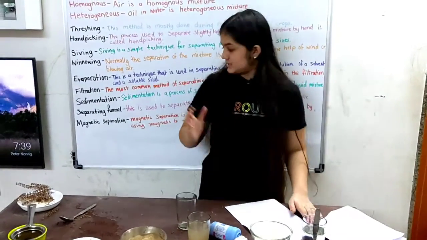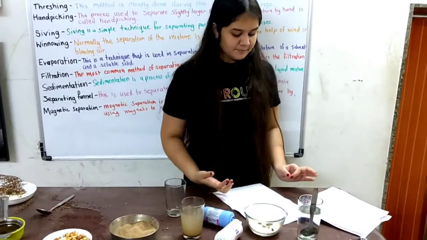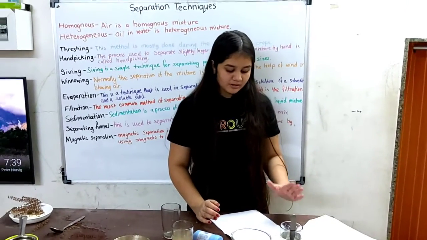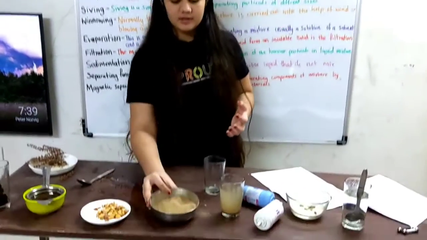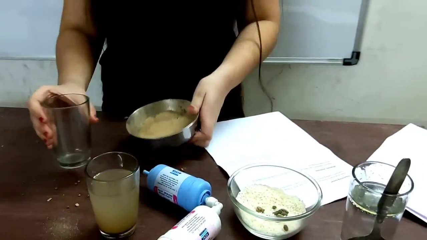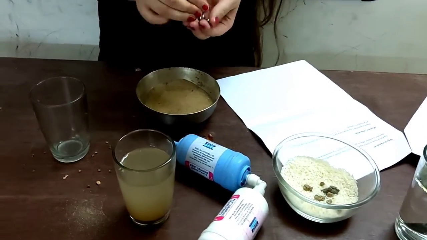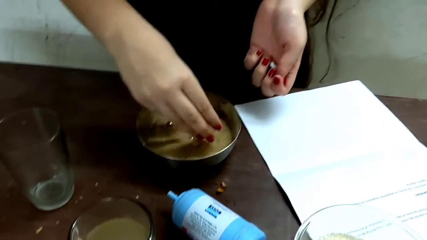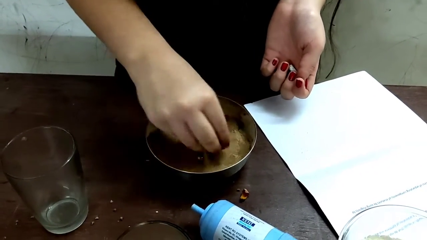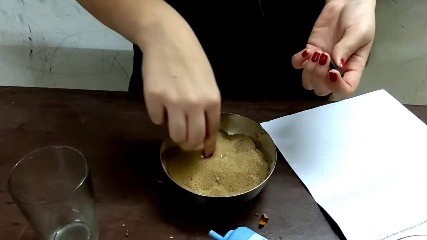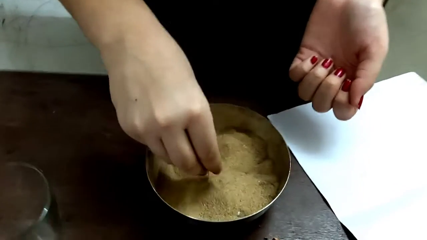Okay. Now the last separation technique is magnetic separation. Magnetic separation is a process of separating components of a mixture by using magnets to attract magnetic materials. Here, as you can see, you can take any material, solid or liquid. Right now I have some magnets. I will completely hide them in soil. I have hidden the metal in the soil. As you can see, you can't even take it out.